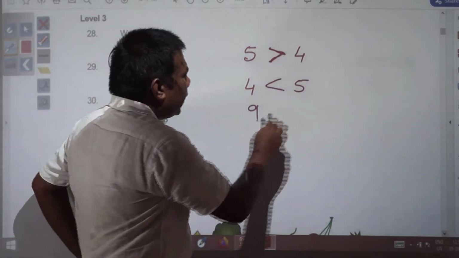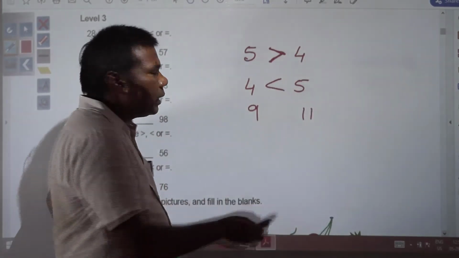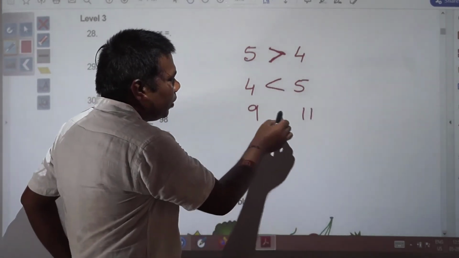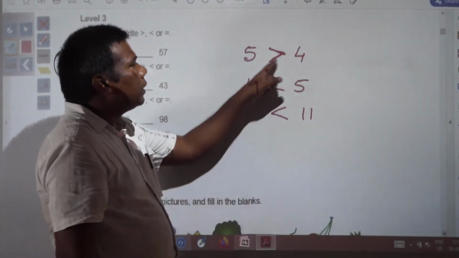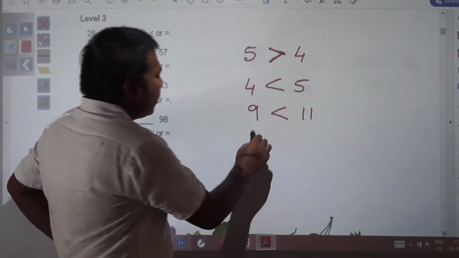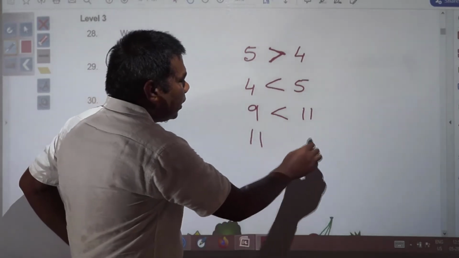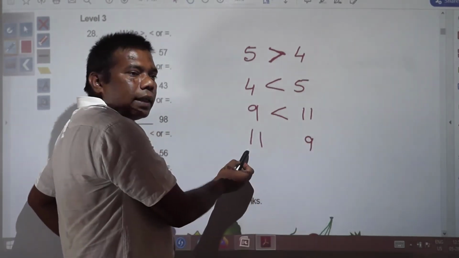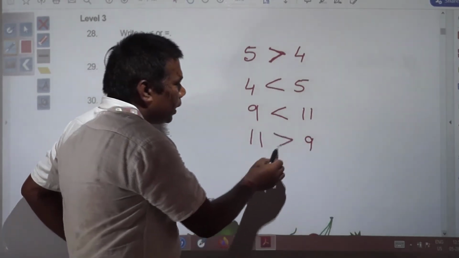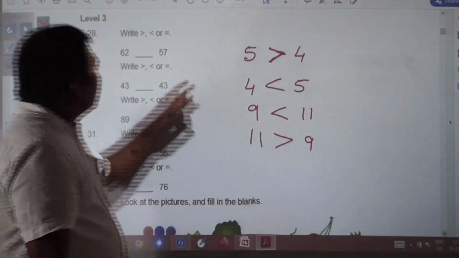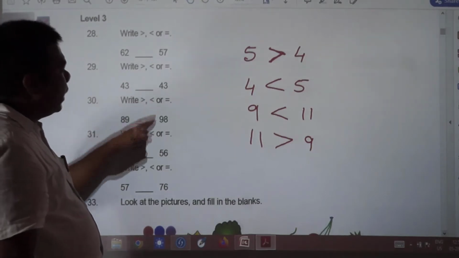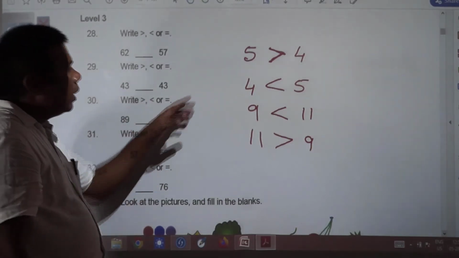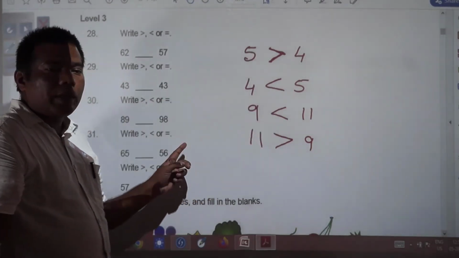Suppose you have 9 and 11. Which symbol will it be? Lesser than. This is called lesser than. This is called greater than. Suppose we are writing 11 and 9, then what will we do? Because this is greater, we will write it like this. So here you need to find out which number is greater and smaller or lesser, and these symbols are required to be used.